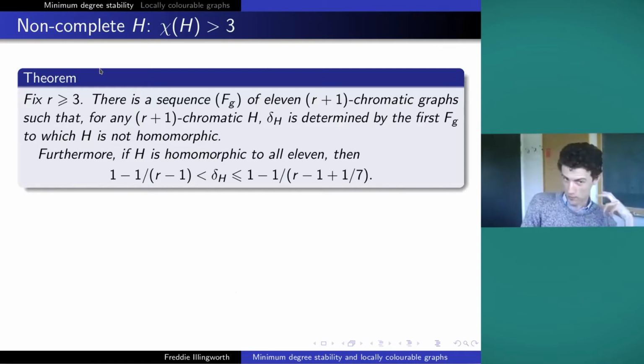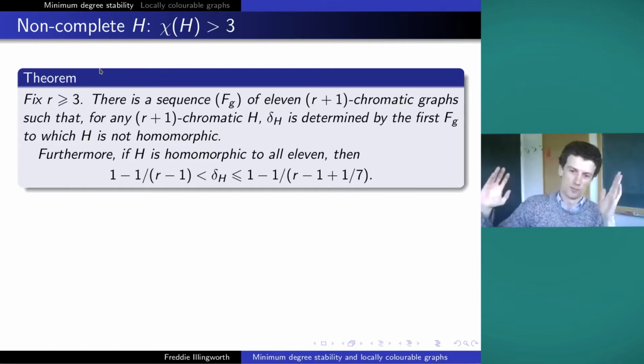So we're given some graph H with chromatic number bigger than 3, and you want to determine delta H. You compare it to a sequence of 11 explicit graphs. Check, is it a subgraph of each of their blow-ups? And if the first one is not a subgraph, it immediately tells you what delta H is exactly. Sadly, H could be homomorphic to all of them, which would be quite strange. There aren't any H one commonly thinks about that won't be homomorphic to all 11 of these things. I'll show you what they are in a second. But if it is, then we at least have bounds on what the minimum degree stability of H is.